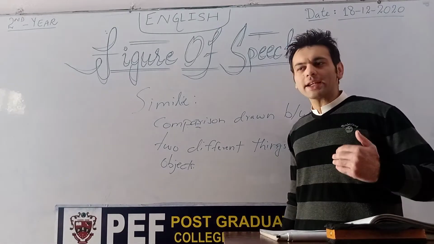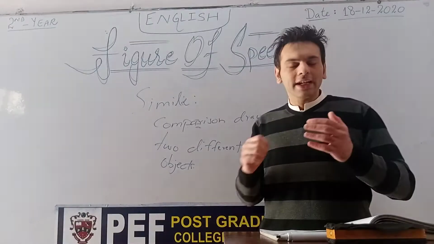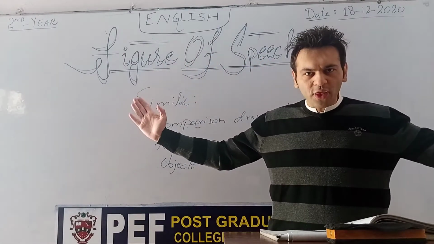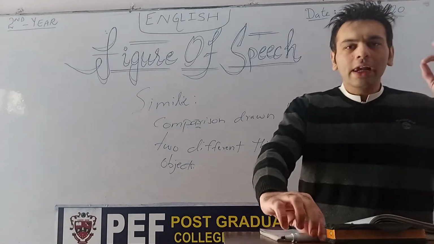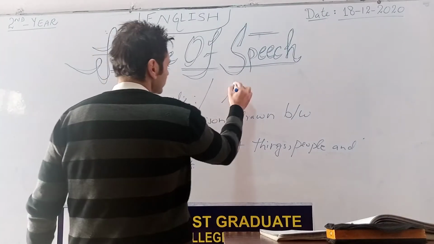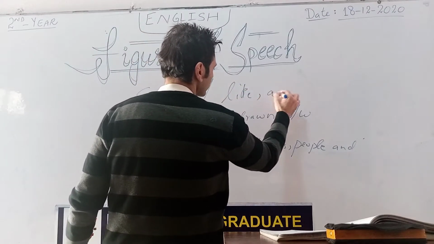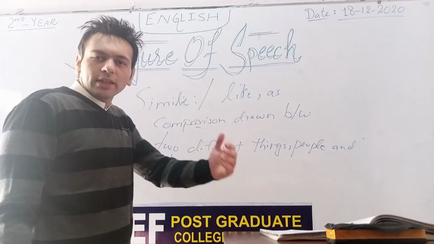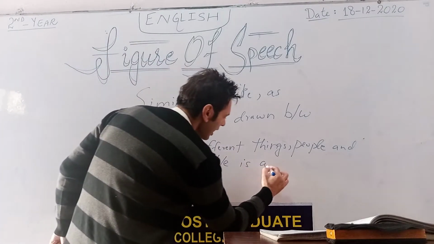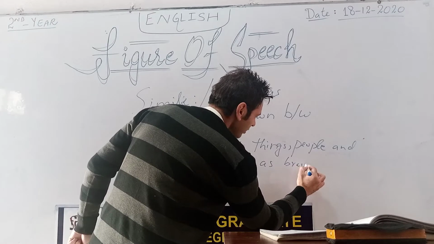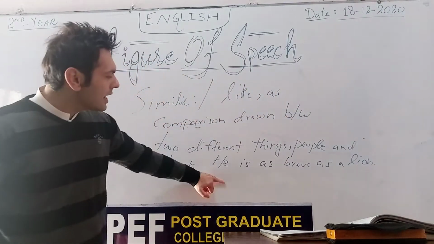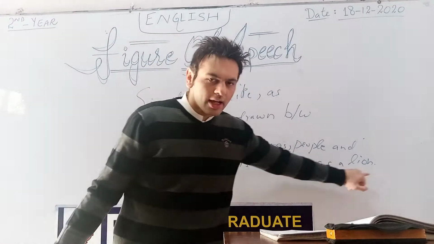what does it indicate? It indicates that we compare two dissimilar things with the help of like, as, so. For example, let's say, he is as brave as a lion. He is as brave as a lion.